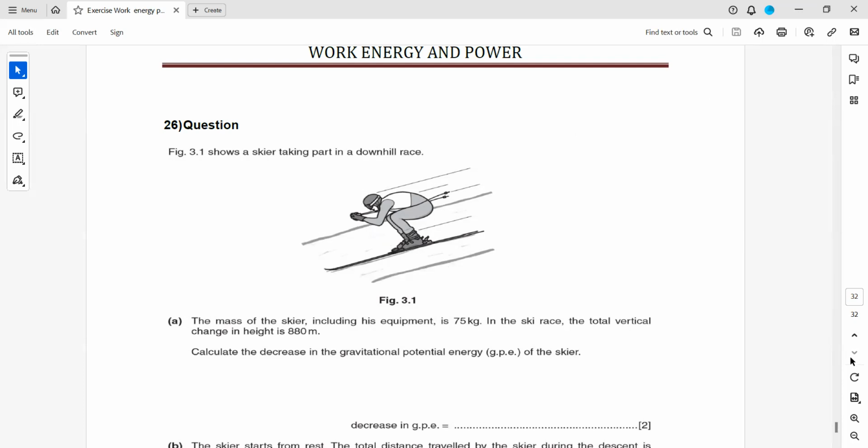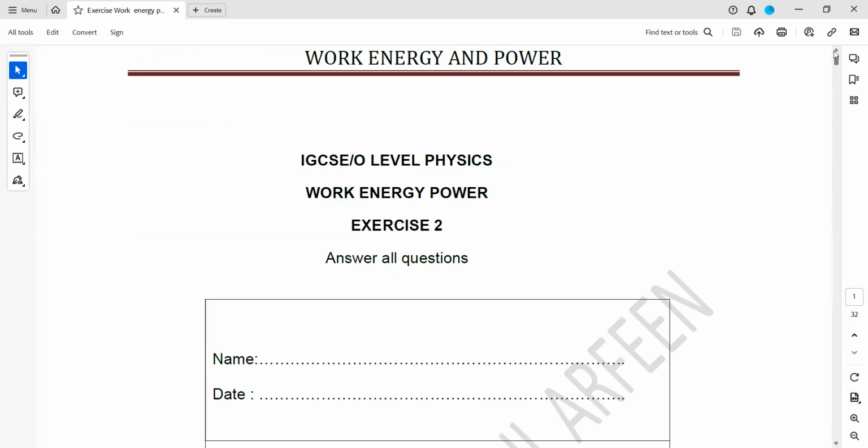Is it clear? This was an exercise related to work, energy, and power, the weekly homework. Anyone having a doubt or a question in any part?